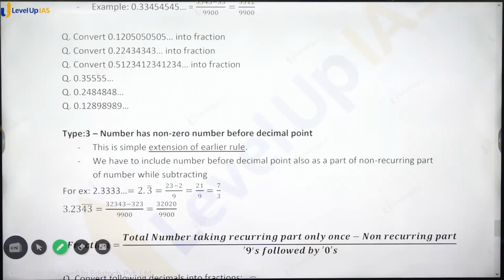ऑनलाइन स्टूडेंट्स कर रहे हो ना? डन, गुड.